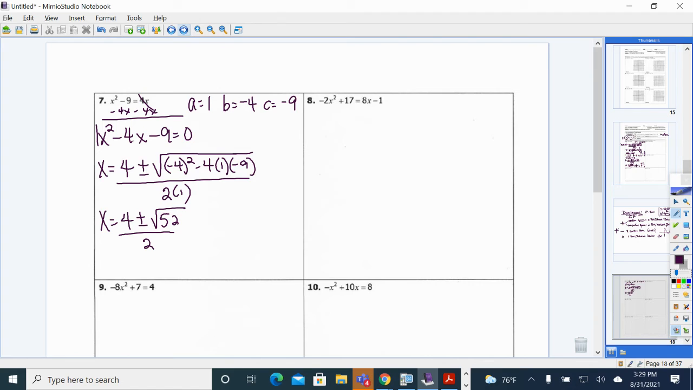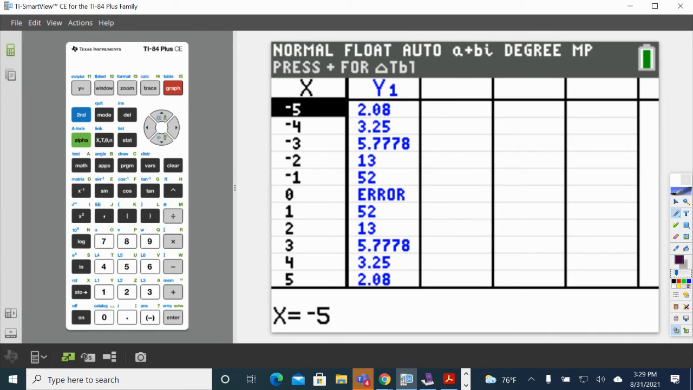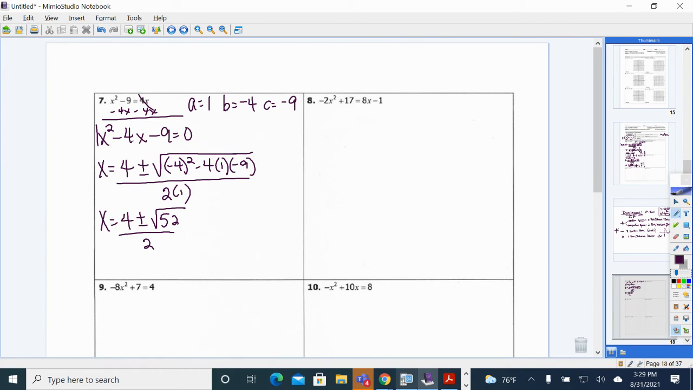We've got to figure out how to simplify the square root of 52. This is going to go back to chapter 4. How do I simplify a radical? We're going to go to the y equal. We're going to put the 52 divided by x squared. Look at your table. This is where it crosses over to 0. Go up to the first whole number. It's going to be 2 times the square root of 13. That is how I rewrite that. So 4 plus or minus 2 times the square root of 13 all over 2.